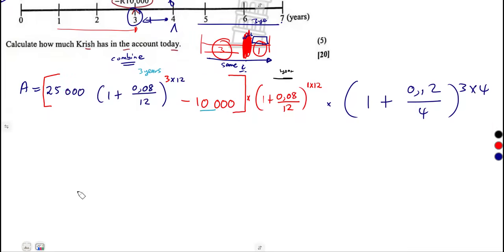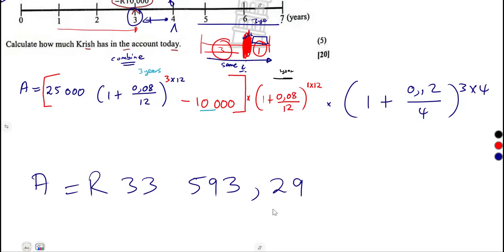All right. That was going to give us a value, after this period, of 33,593.29, sorry, 593.29, which is to two decimal places. So questions can be of that nature. Questions can be given of that nature. All you just need is to be very careful in terms of how you attempt the questions.